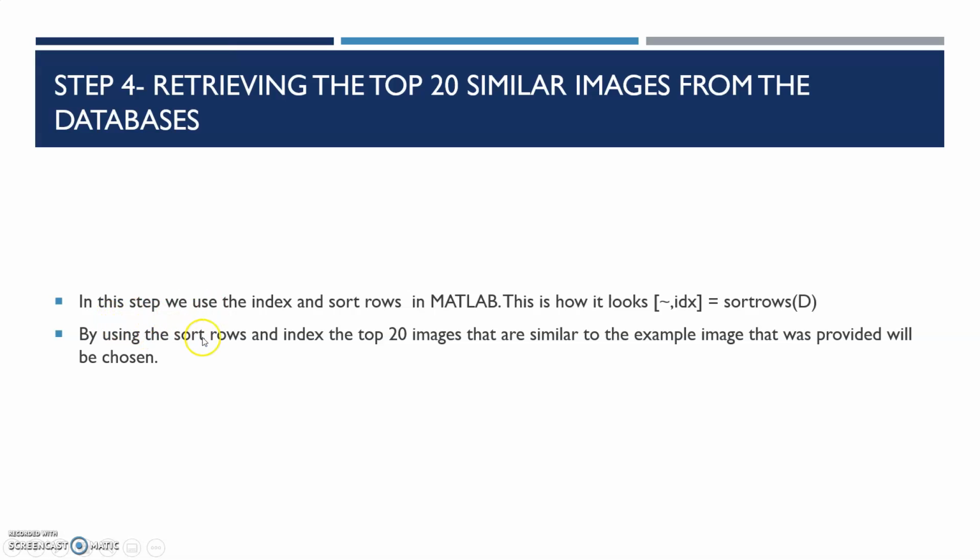And by using the sort rows and index, the top 20 images that are similar to the example image that was provided will be chosen. So what this does, this sorts the images out, and the top 20 images that represent or are close to the example image are the images that will be chosen and sorted out.